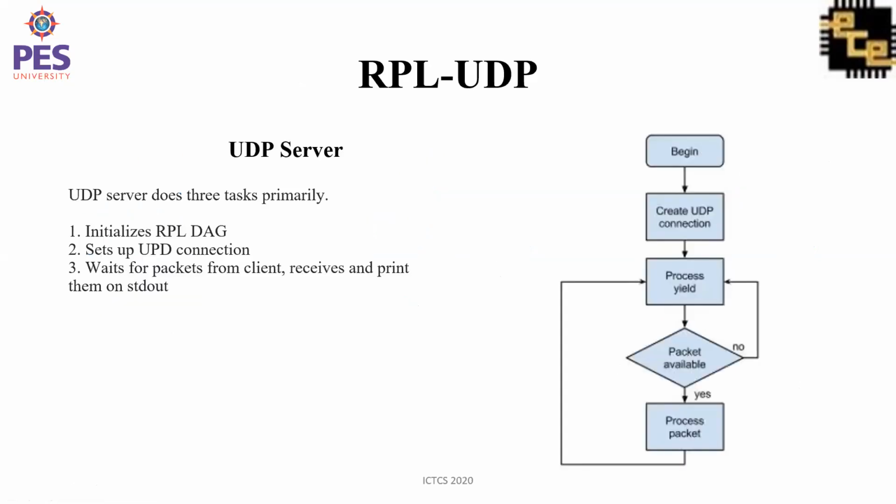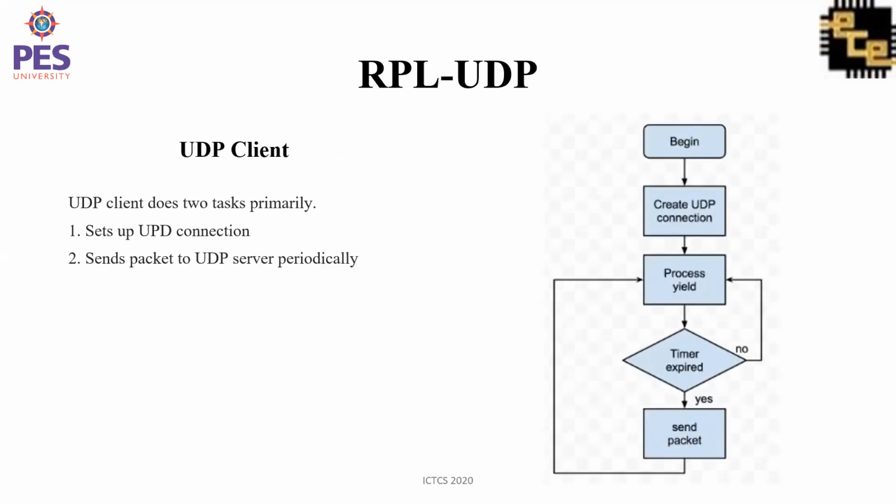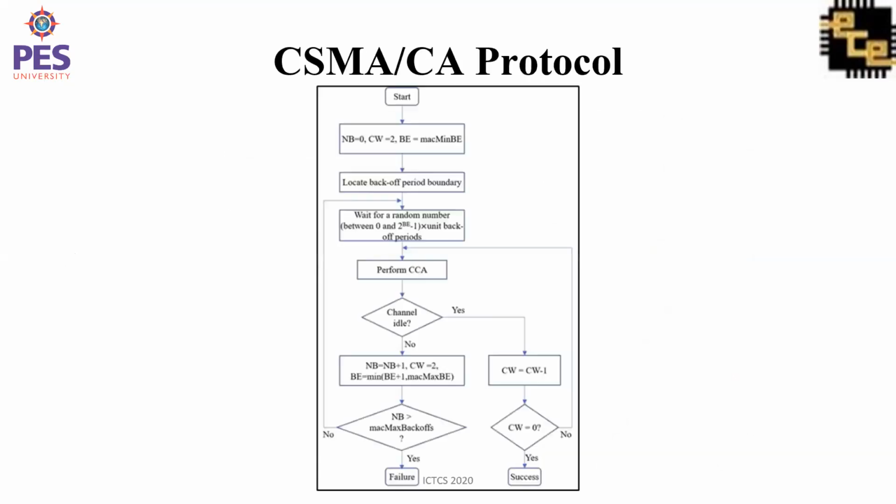So here there is a server and a client. The server mainly initializes the DAG and sets up the UDP connection. It waits for packets from the client, receives them, and then prints them on the standard output. The UDP client does two primary tasks: it sets up the UDP connection, and then it sends a packet to the UDP server periodically.